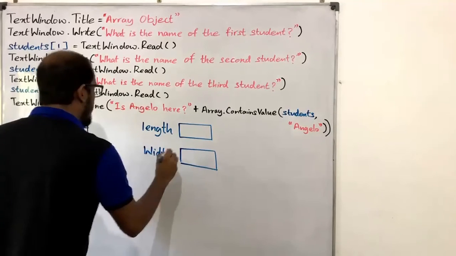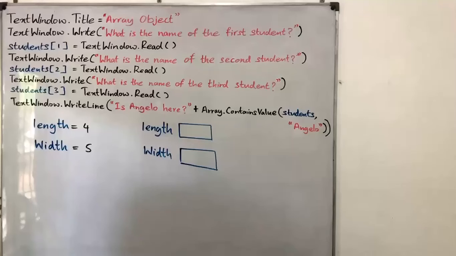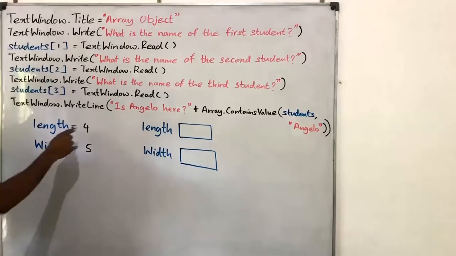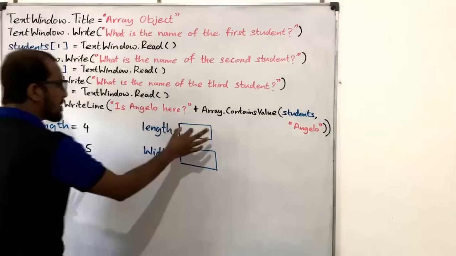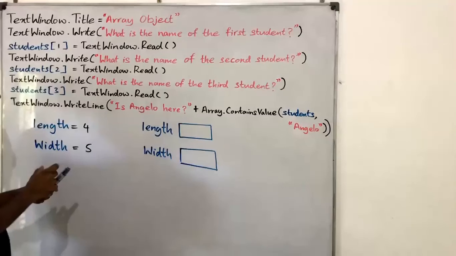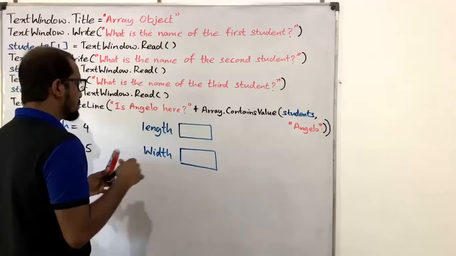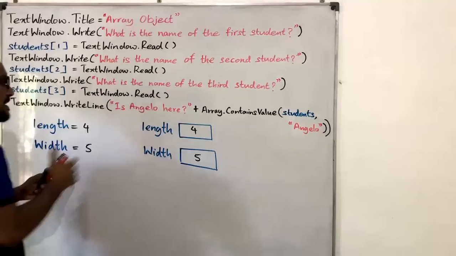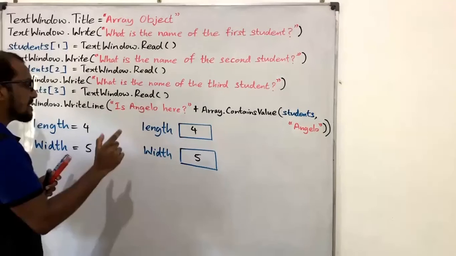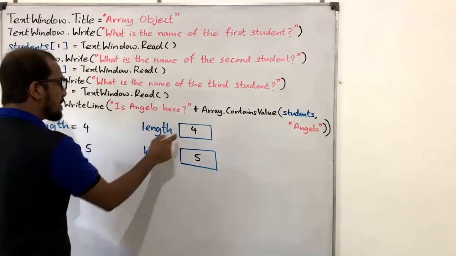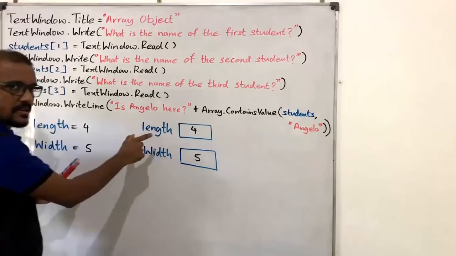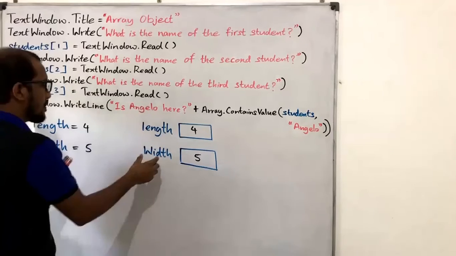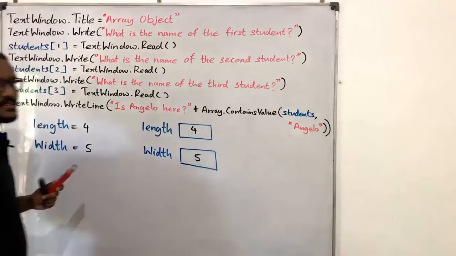Normally a variable has a name and also a value. The values related to those variables are stored in these locations. Here the value is 4, here the value is 5. This 4 can be accessed or represented by using the name length, and this 5 can be accessed or represented by using the name width. That's the thing.